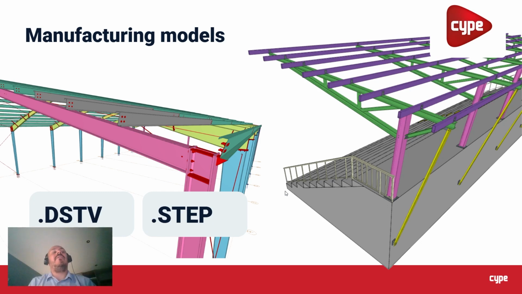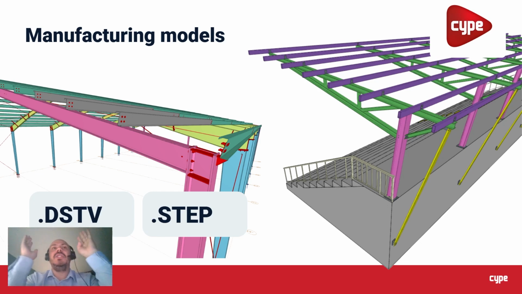These files are very popular in the manufacturing industry for structures, especially steel structures, because they can be sent to CNC machines. So you can just get your model, export it to DSTV and STEP, and send it to your manufacturer, and these files can then be used in the CNC machines. It's where we connect the BIM world with the manufacturing world.